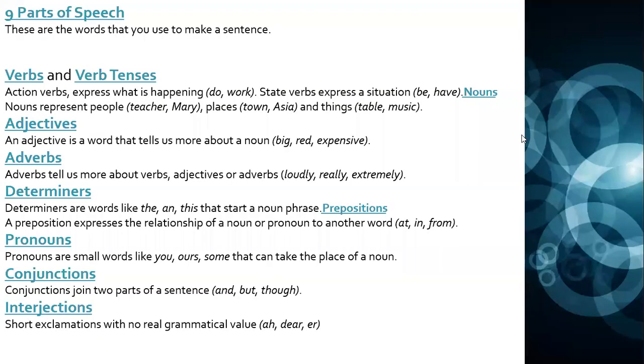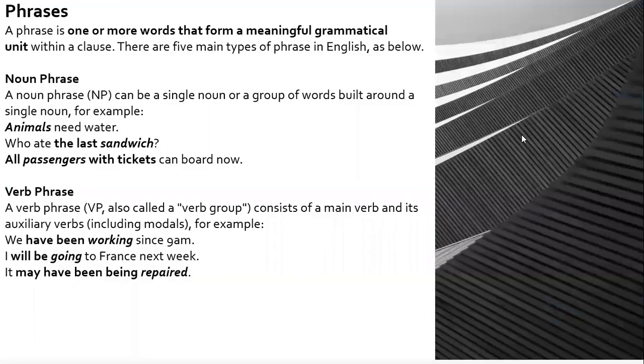Phrases. So we're talking about conjunctions, and they're hooking up phrases and clauses. So the first thing is a phrase. A phrase is one or more words that form a meaningful grammatical unit within a clause. There are 5 types of phrases. The first one is a noun phrase. A noun phrase, or NP, can be a single noun or a group of words built around a single noun.